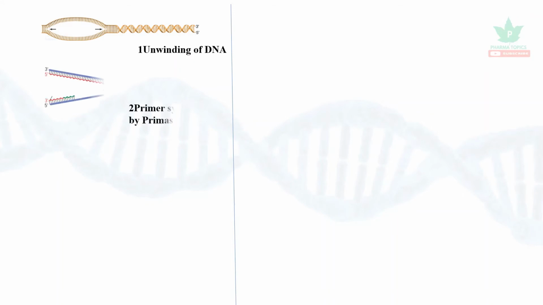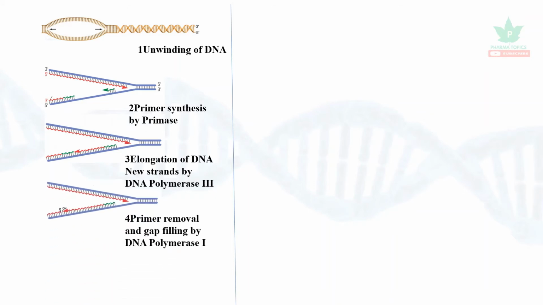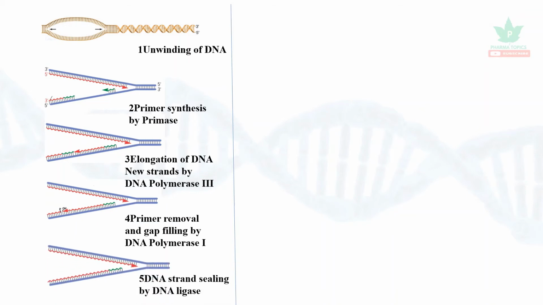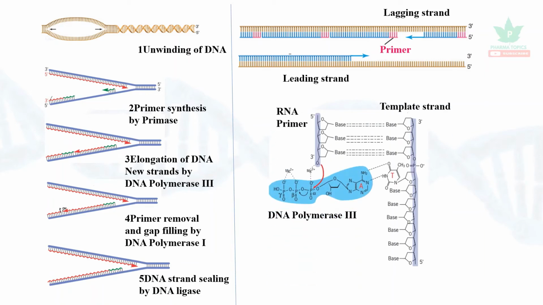First, the DNA has to unwind, then the primer will be synthesized by primase, and the DNA will be elongated by DNA polymerase 3, and the primer will be removed and the gaps will be filled by DNA polymerase 1, and the DNA strand sealed by DNA ligase. So there will be two strands. One is a leading strand and one is a lagging strand, which has some primers in it, and it will look like this.